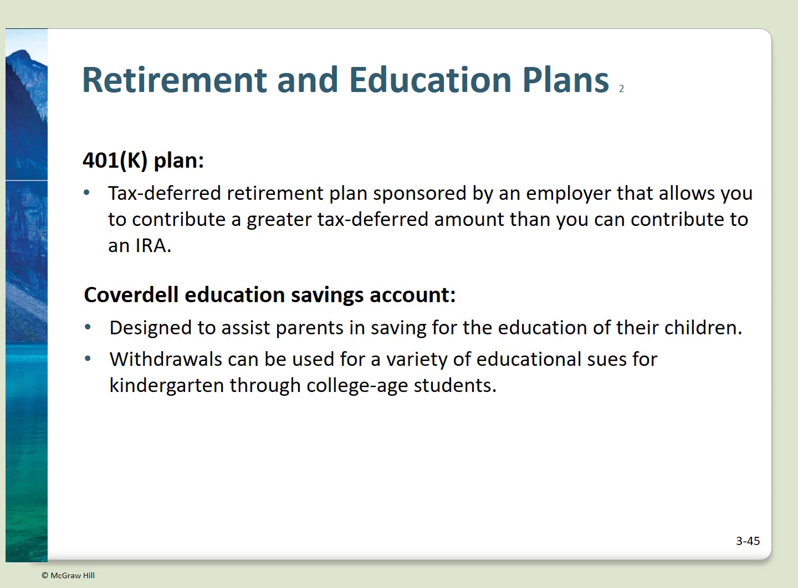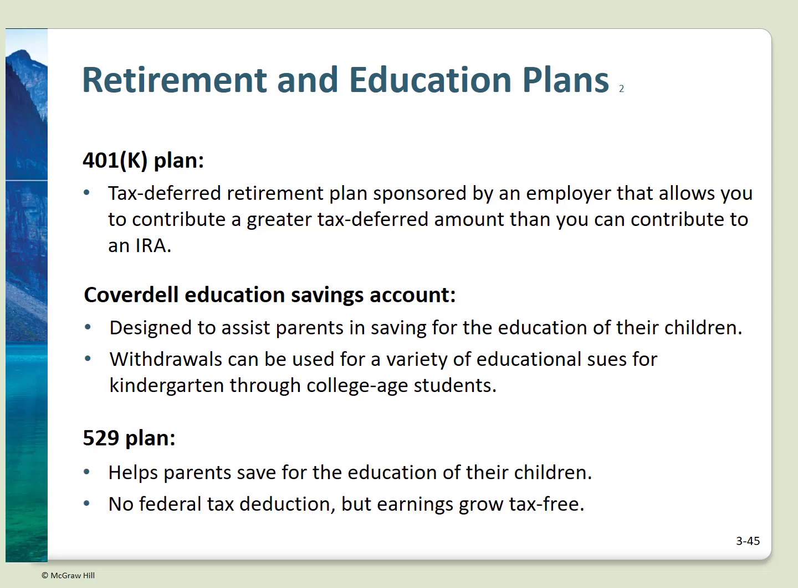Another tax strategy involves the use of education savings plans, such as Coverdell Education Savings Accounts and 529 plans. Coverdell Education Savings Accounts are designed specifically to help parents with income under a certain level save for their children's college education. Contributions are limited to $2,000 a year. They are not tax-deductible, but the funds can be used for educational expenses, kindergarten through college. Finally, 529 plans are state-sponsored plans to assist parents in saving for their children's education. There's no tax deductions, but the funds grow tax-free and they're not taxed when withdrawn.